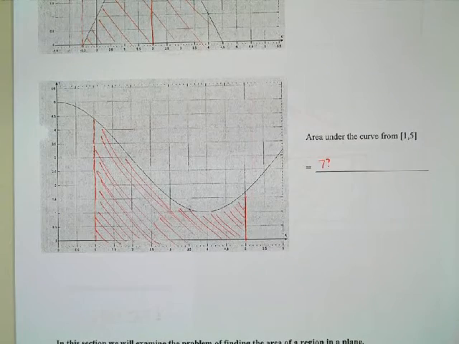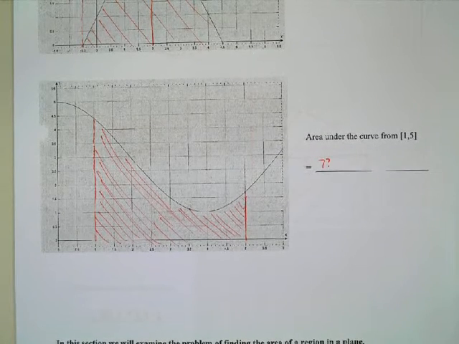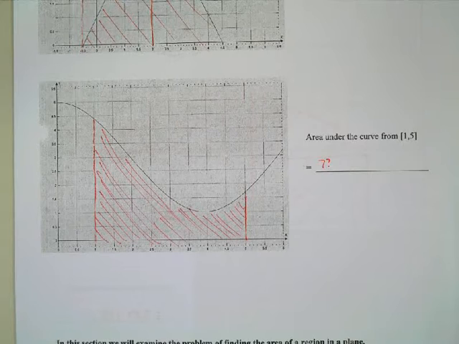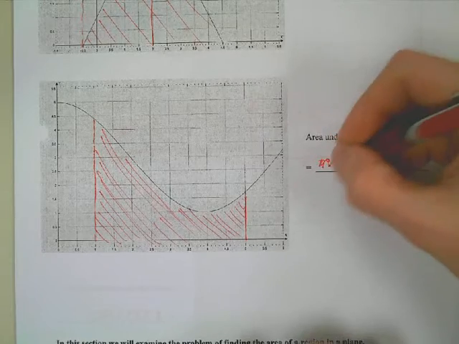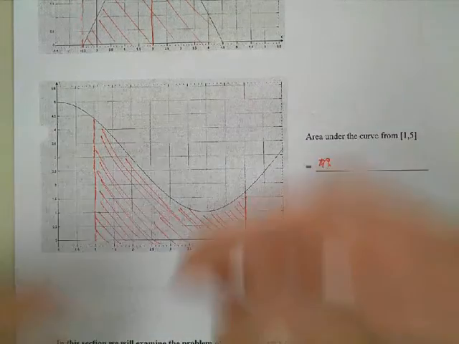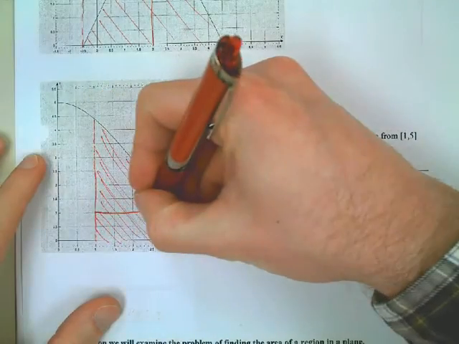So we don't know, but what could we do? Count the boxes. Well, okay, we can break it up into pieces, right? So, for example, here we have a nice rectangle right there, right?